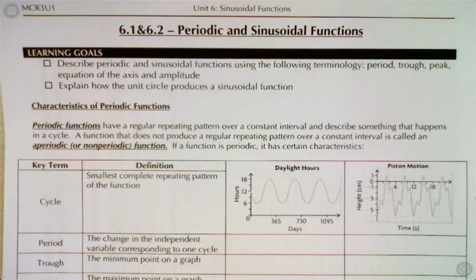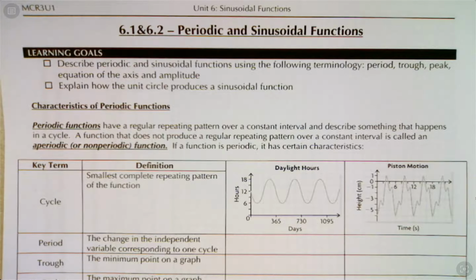Okay, this is lesson 6.1 and 6.2. It's periodic and sinusoidal functions. In this video, we're going to do the first page of the lesson. The second and third page will be used to do some activities in class. The first page is about what a periodic function is, and then we move specifically into sinusoidal functions.